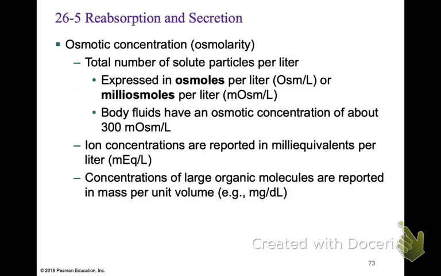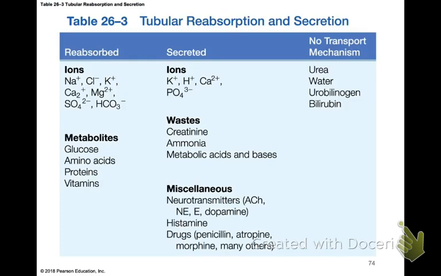All right, osmotic concentration. Body fluids, just to have a benchmark, have a concentration of about 300, and that includes the blood, 300 milliosmoles per liter. Ions we're going to report in milliequivalents per liter, and organic molecules we're reporting in milligrams per deciliter. Okay, just so you have some idea of the units.